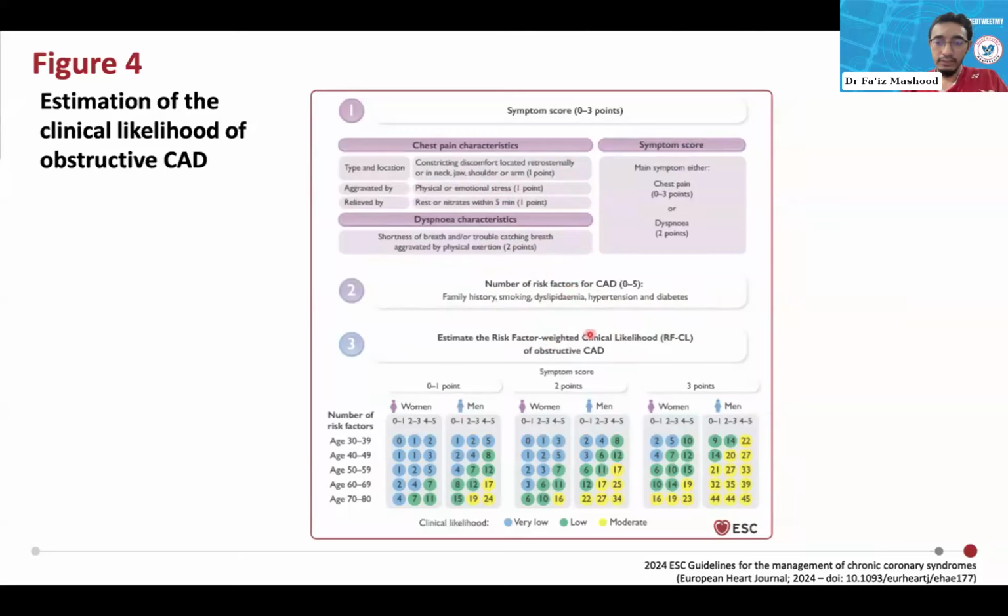So our lady is 75-year-old. How to use this calculator? So symptom score, she scored 1 point, right? And she's a woman. And in terms of number of risk factor, she has 4, and she's 75-year-old. So she's at low risk, actually, of developing cardiovascular event.